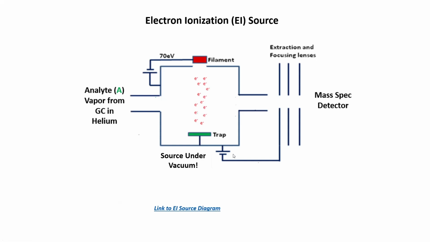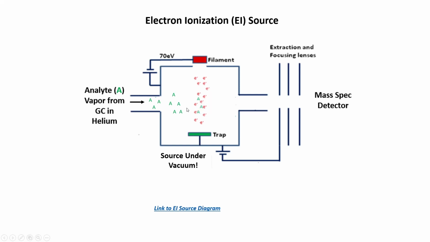So, as it gets to the first part of the mass spectrometer, it's the electron ionization source, the EI source. So we have our analyte that's coming in a vapor from GC in helium, comes into the source, it's flowing in, and this is all under vacuum. The whole mass spec is under high vacuum, including the detector that we'll discuss next.